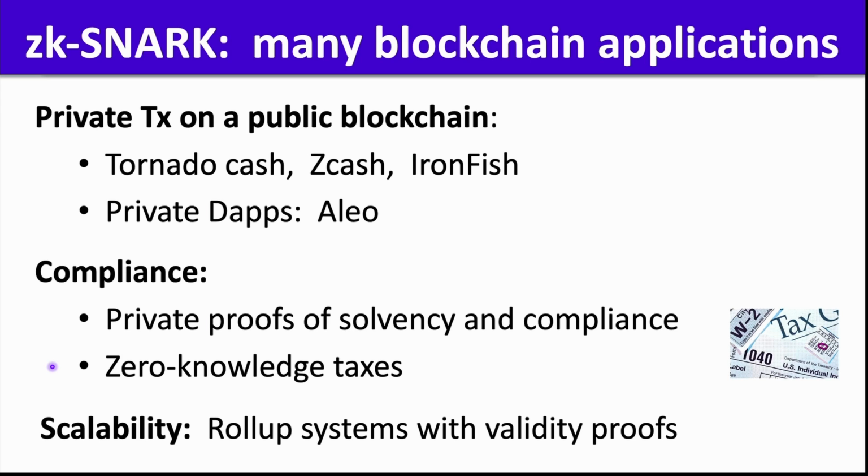Finally, the last application area I'll mention is scalability. You may have heard of roll-up systems, where the idea is that 1,000 transactions are going to be processed in a batch, and then one would produce a short proof that all these transactions are valid, and only this short proof will be posted to the blockchain. The verifiers on-chain will just verify that the proof is correct without actually having to verify 1,000 transactions one by one. And again, because the proof is succinct, it's short and fast to verify, this greatly reduces the amount of work that on-chain verifiers have to do.